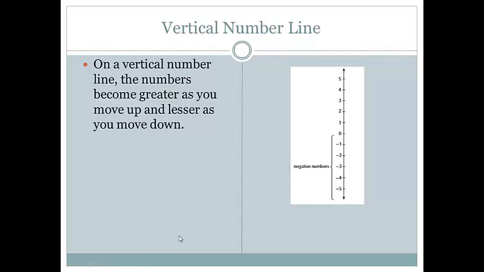Vertical number lines. Remember, on a vertical number line, the numbers become greater as they increase and move up. They become less when they move down. So 0 is greater than negative 1 because it's above. Negative 5 is less than negative 2 because it lies below.